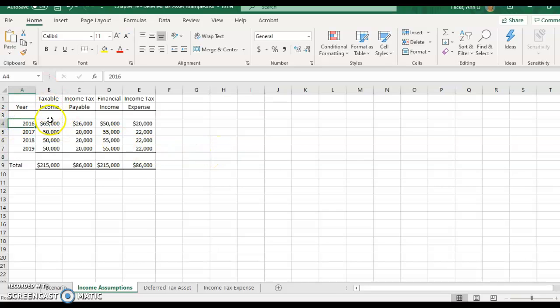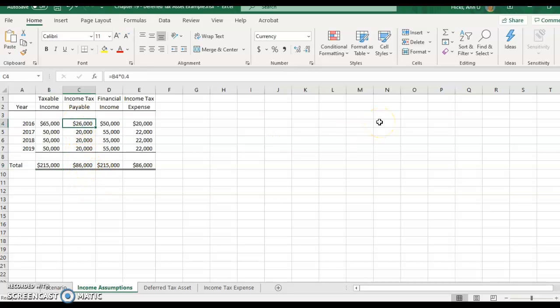Starting in 2016, you'll notice taxable income is $65,000. That's the $50,000 unrelated to this situation, plus the entire $15,000 payment for subscriptions. Then 2017, 18, and 19 is $50,000 a year for each of those years. Notice the total taxable income for the 4-year period is $215,000. And I'll come back to that in a minute.